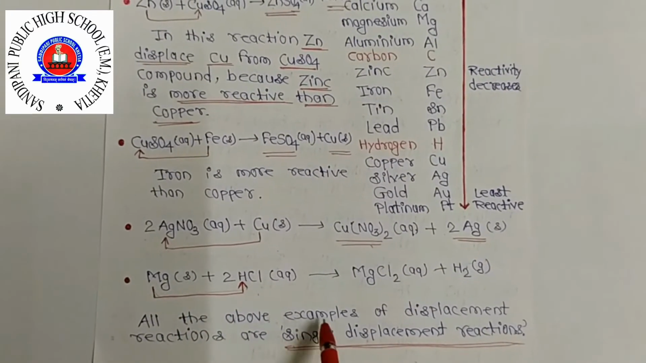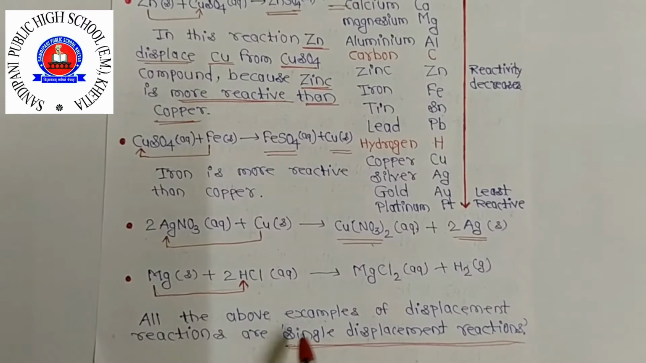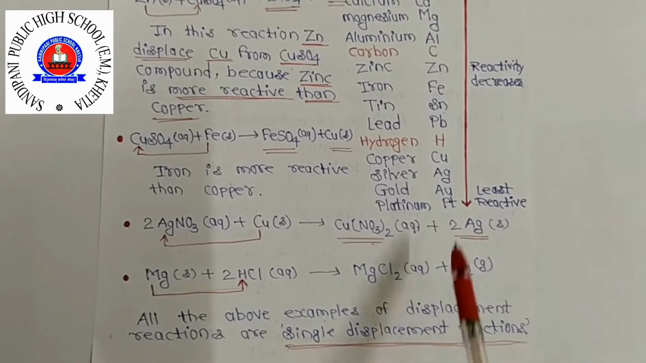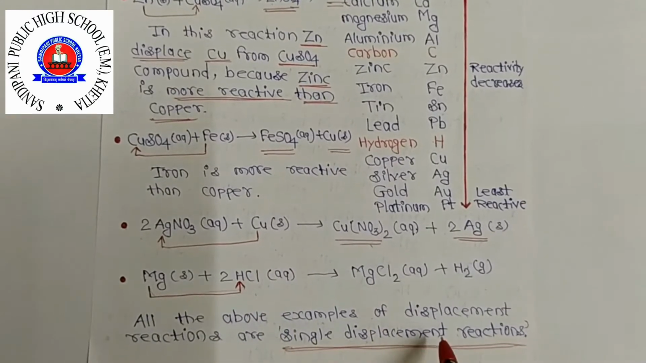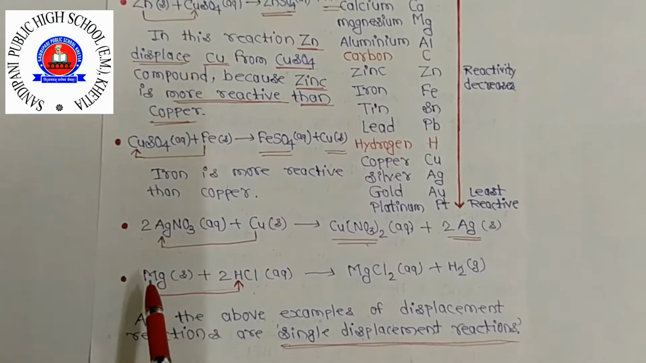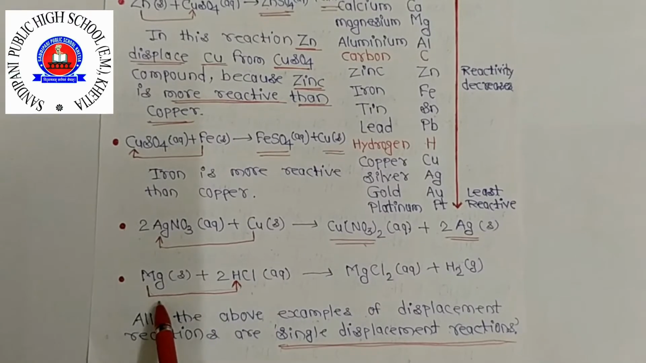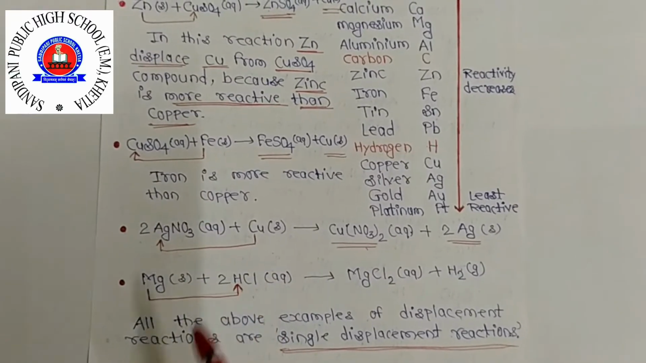So all the above examples of displacement reaction are single displacement reactions. Means these reactions are actually single displacement reactions. It means that in these only a single element is displaced, one element displaces the other. Clear?